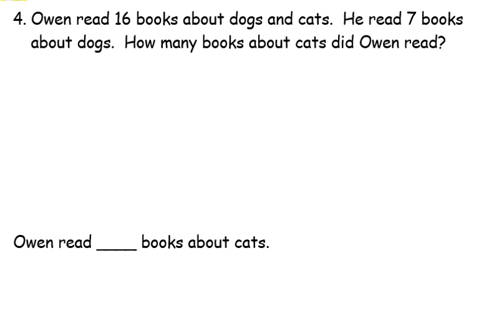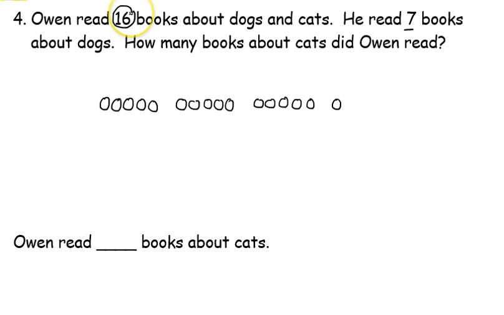The last question says, Owen read 16 books about dogs and cats. He read 7 books about dogs. How many books about cats did Owen read? Well, we'll start by showing the 16 books that he read all together. So I have 5, another 5 makes 10, another 5 makes 15, and one more to show 16.